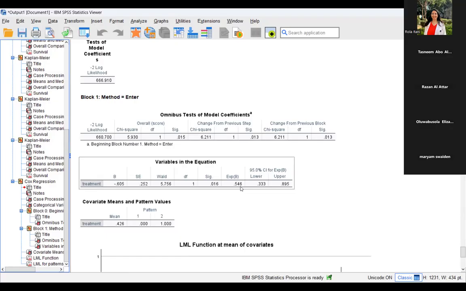Razan, are you with us? Okay, I'm going to ask the second one I see on my screen. Busola, can you interpret the 0.546?